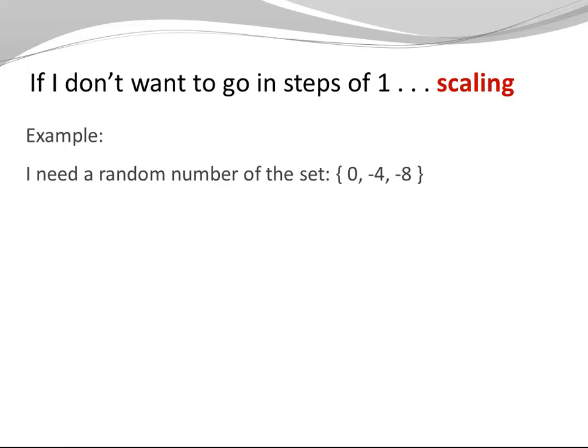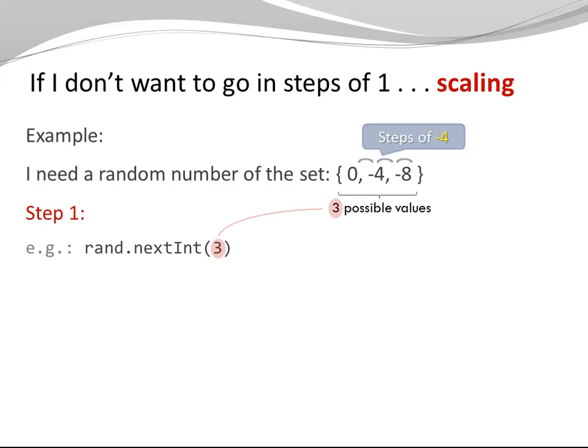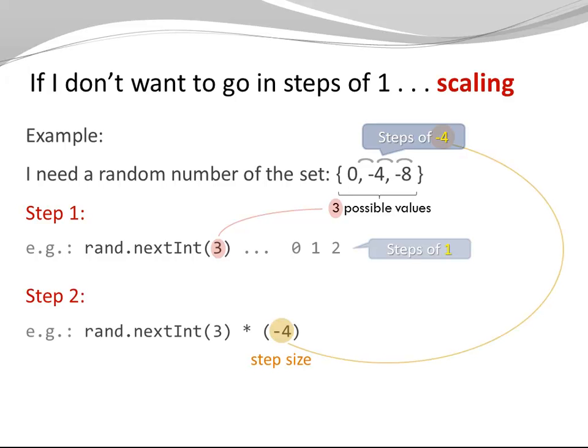One more example. Let's say I need a random number of the set 0, minus 4, minus 8. My step size is minus 4. First step is always the same. 3 possible values. I'm going to call rand.nextInt with argument 3. This gives me 0, 1, 2. Right amount of possible values, but not the actual elements of my set. So I need my second step. I'm multiplying with minus 4 because my step size was minus 4. So rand.nextInt(3) times minus 4 will return a random number from the set 0, minus 4, minus 8.